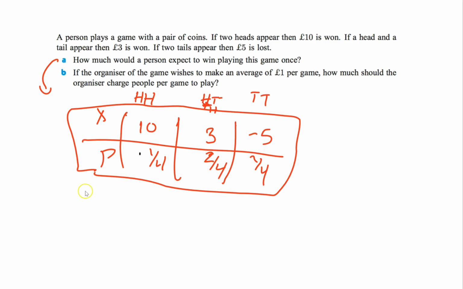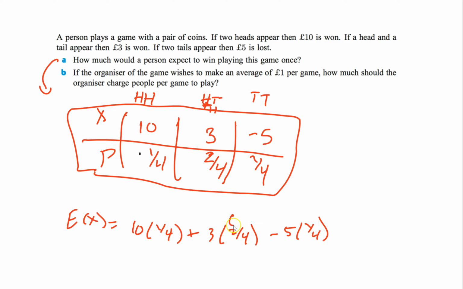And now if we want to find the expected value, all we do is, it's a table. We multiply and we add. 10 times 1/4 plus 3 times 2/4 minus 5 times 1/4. If you add all that up, this is 6, this is -5, this is 10. 16 minus 5 is 11 over 4. The expected value on each turn is 9 over 4, or 2 1/4, or $2.25, pounds, whatever. That's how much you expect to win if you play it once.